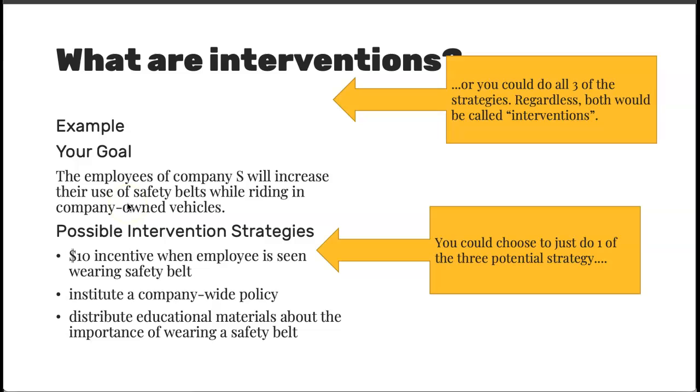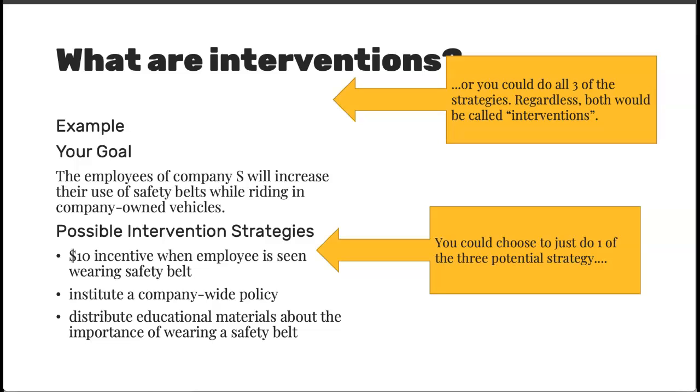So essentially, this is an example. Say, for example, your goal is to have the employees at the company where you are the CEO increase their use of safety belts when they're riding in company-owned vehicles. Some intervention strategies you could use: you could say, all right, let's do a $10 incentive, so that when we see an employee wearing their safety belt, we give them $10 extra on their next paycheck.